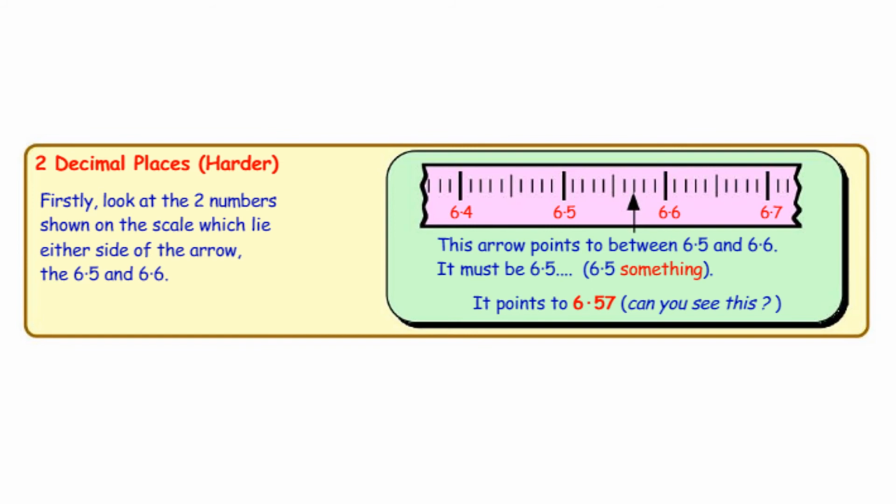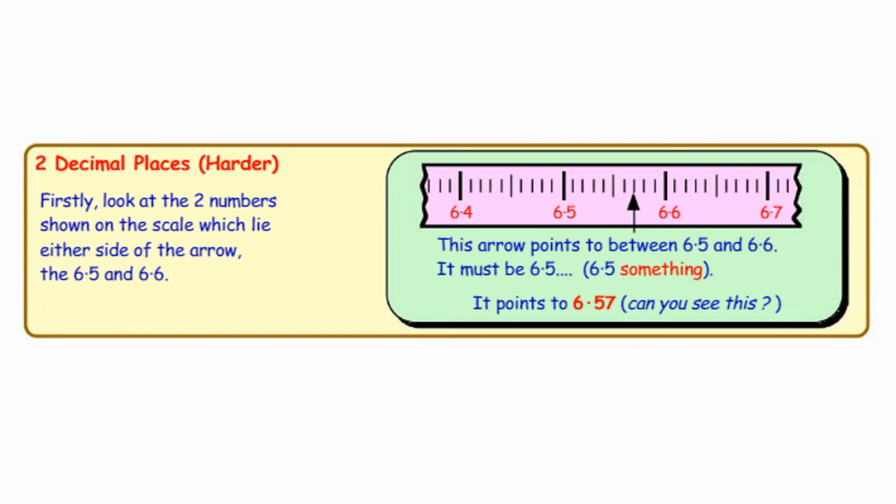We're going to look at the number before the arrow and the number after the arrow. The arrow here obviously is black. The number before is 6.5. The number after is 6.6. So we're going up in hundredths. The arrow is after 6.55 because that is the longer line. It's 2 up from that, which makes it 6.57.